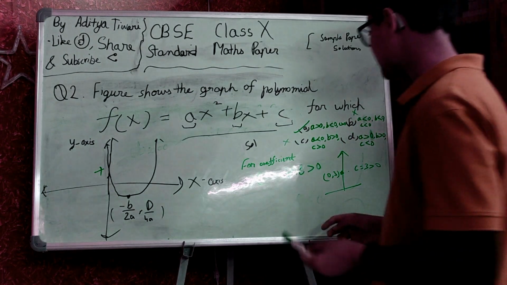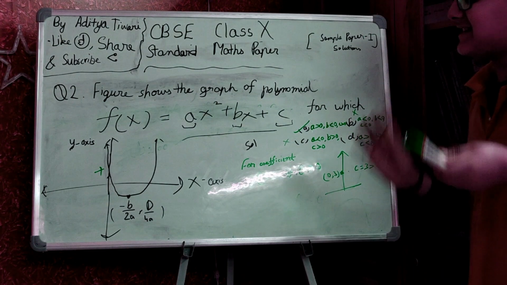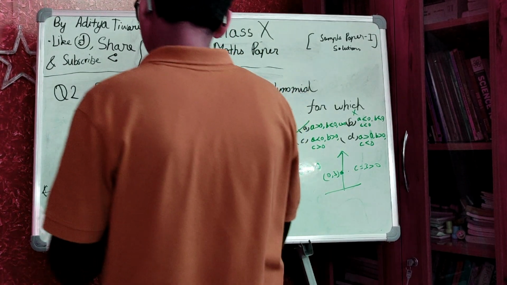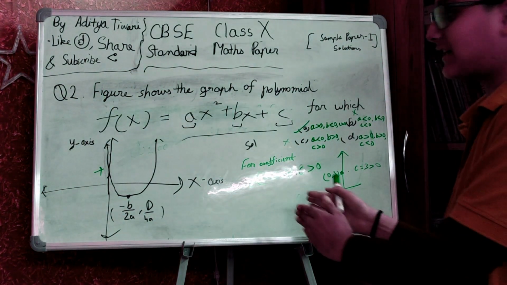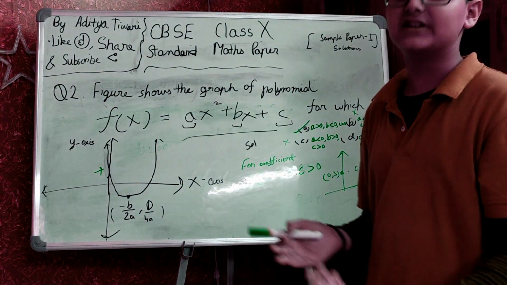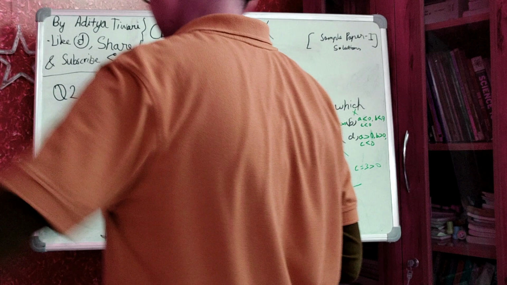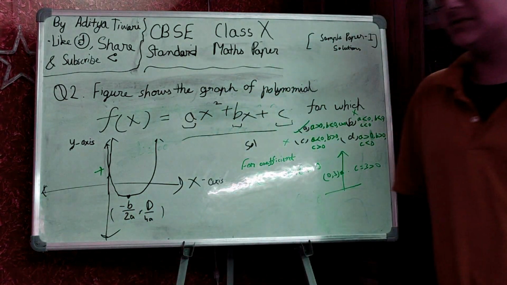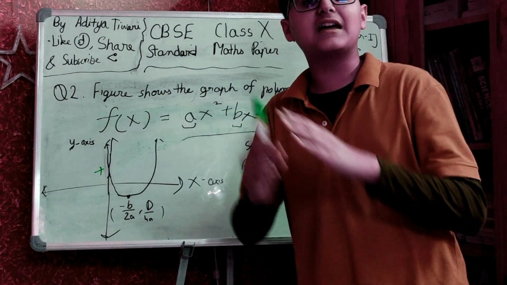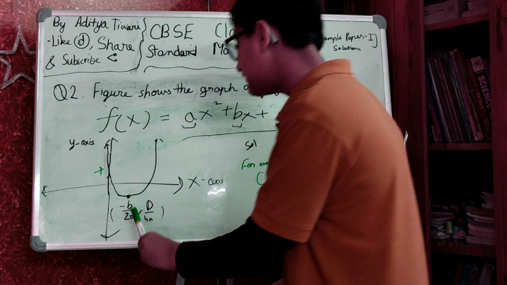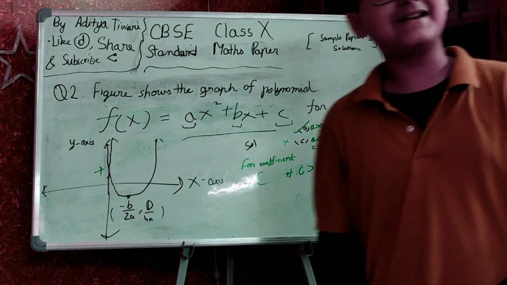Okay, for B, I'll also tell you now. So B is smaller than 0. Smaller than 0 makes it placed on the right side. If it would have been greater than 0, it would have been on the left side, because you know the formula for the origin and the x-axis is negative b divided by 2a.